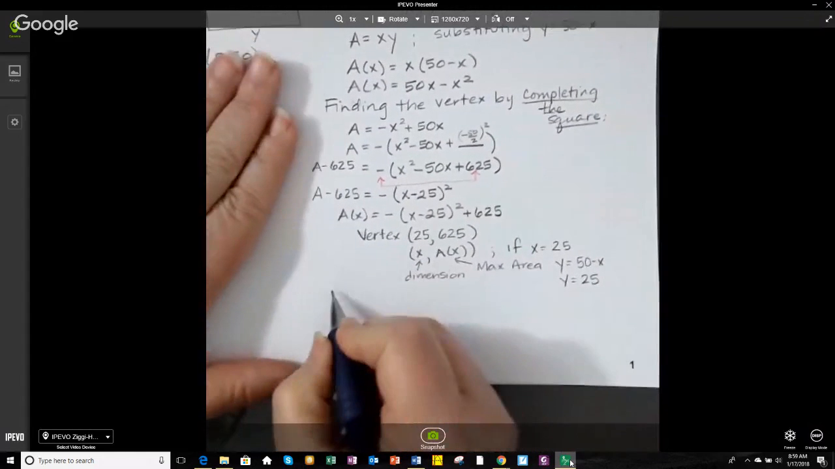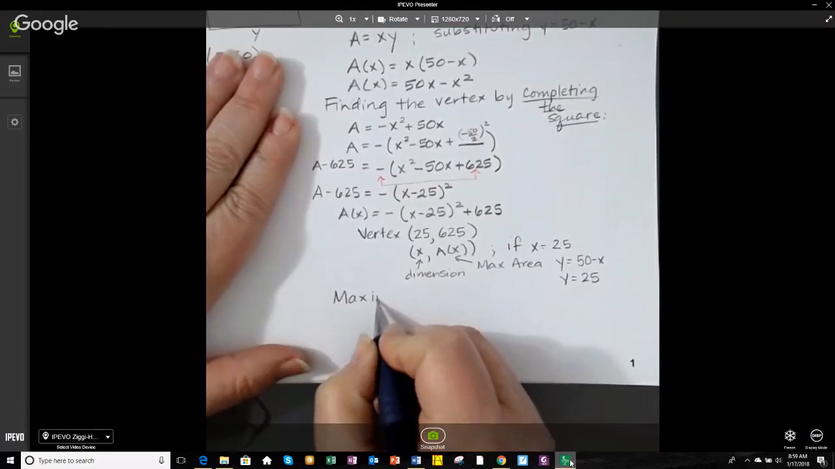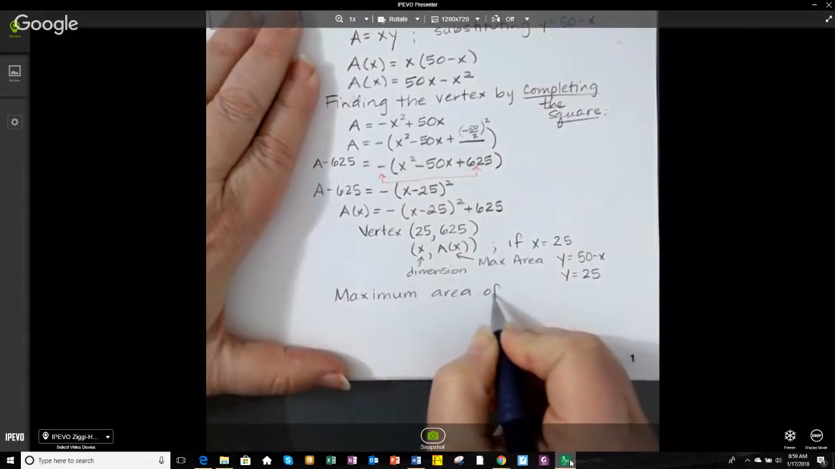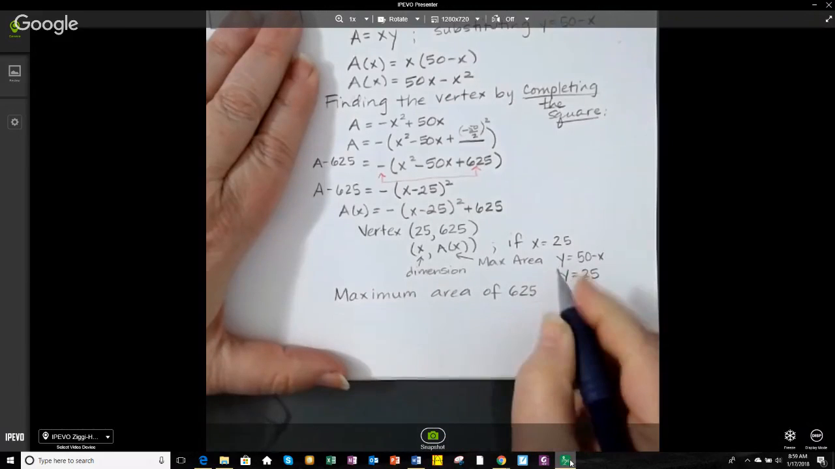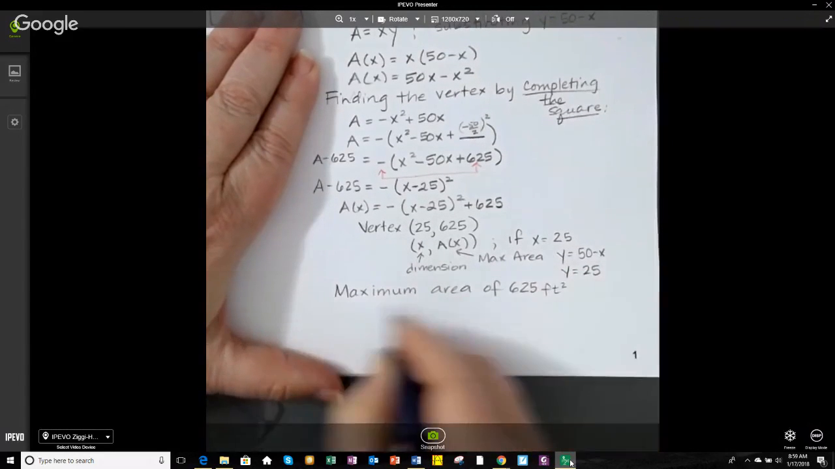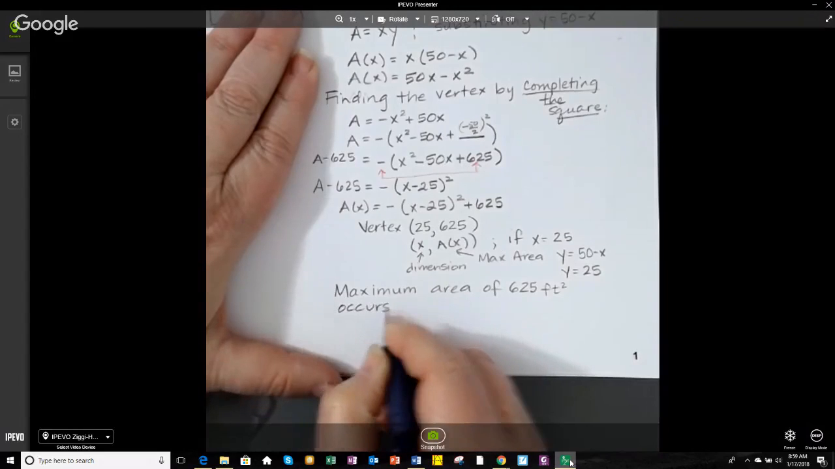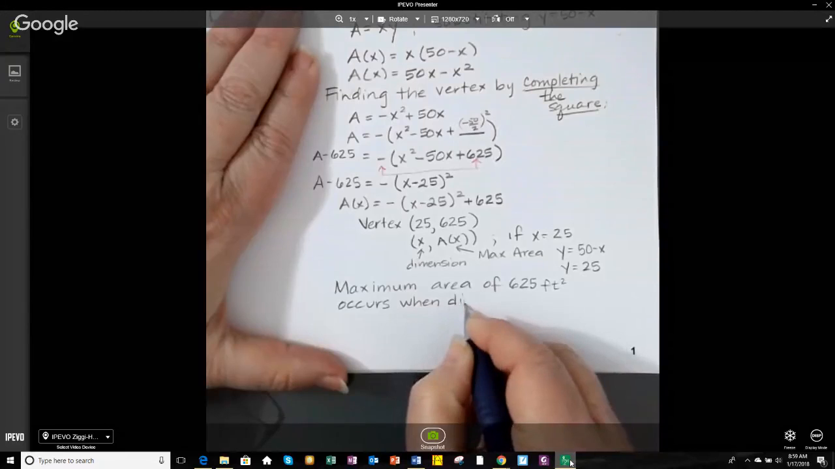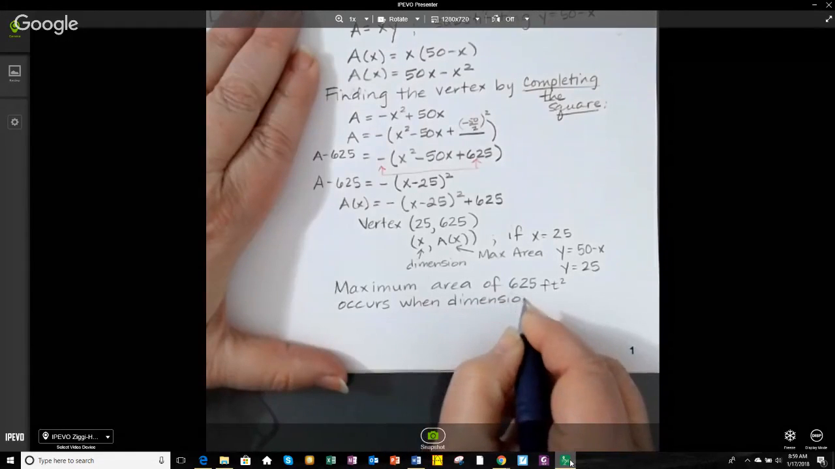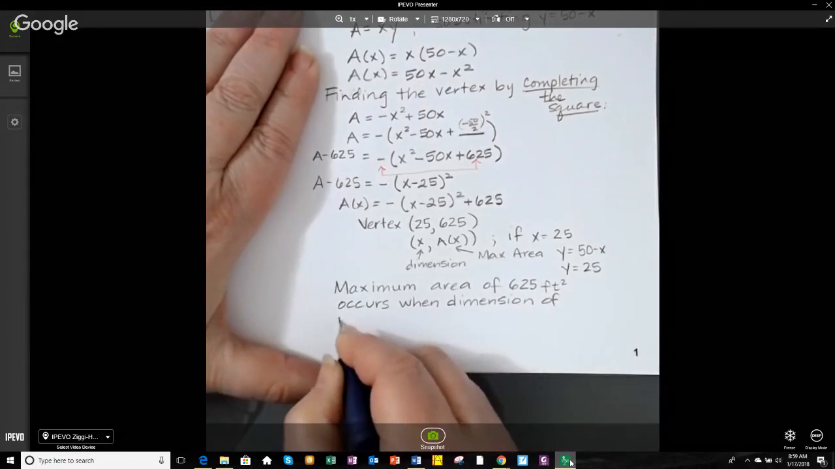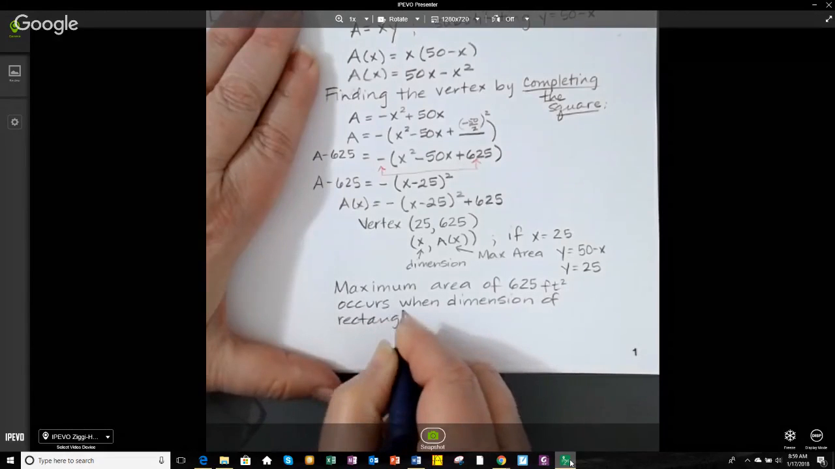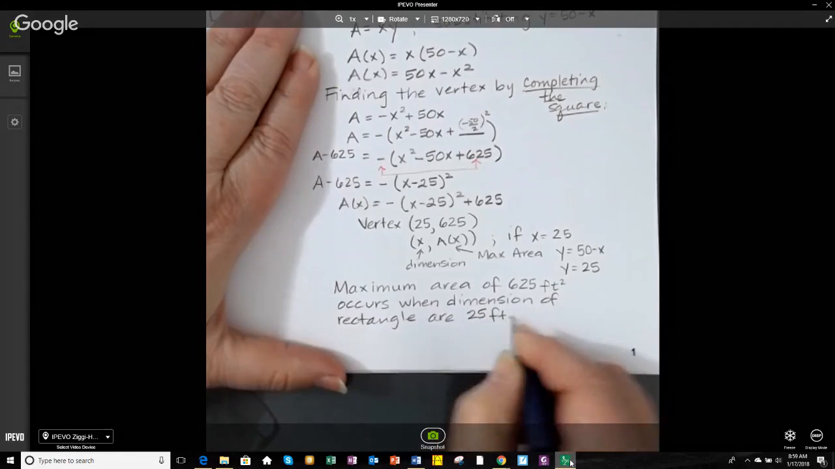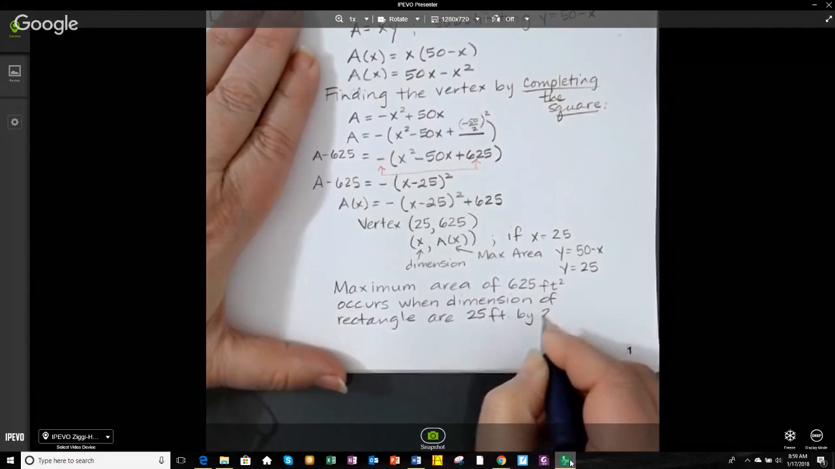I would say the maximum area of 625, and my units are feet, so I'm going to say feet squared, occurs when the dimensions of the rectangle are 25 feet by 25 feet.